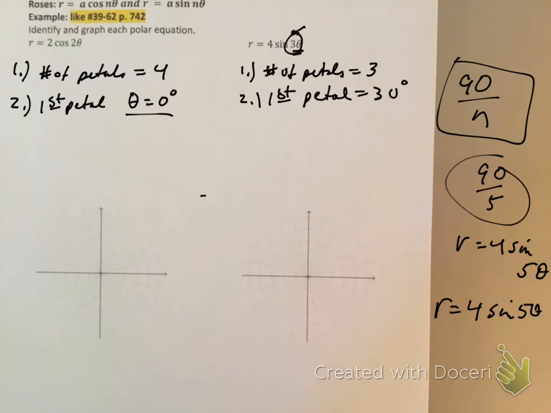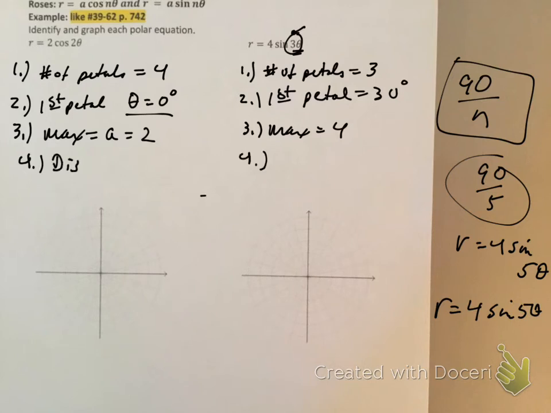Alright, so again, we're doing this simultaneously. The maximum length is going to be whatever the coefficient is, whatever A is. In this case, it's a 2, and the maximum length is going to be a 4 in this particular case. Something else we need for both of them is the distance between petals. Basically I'm talking about an angle.